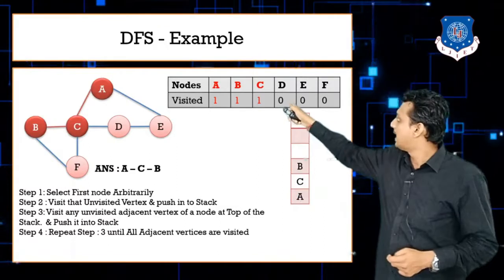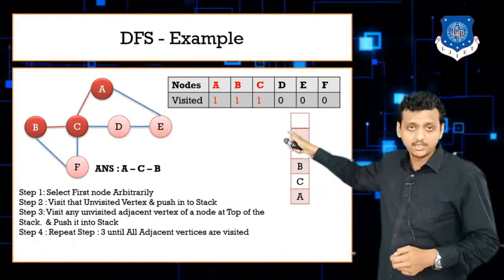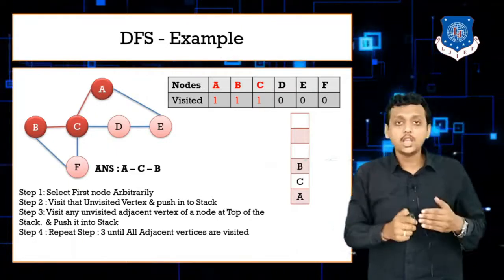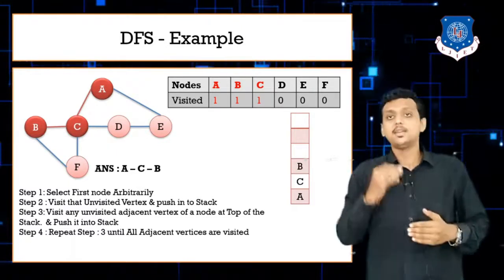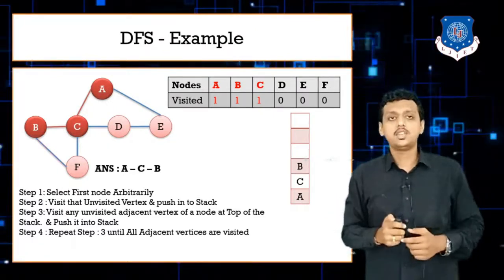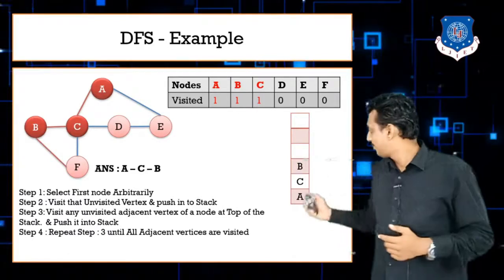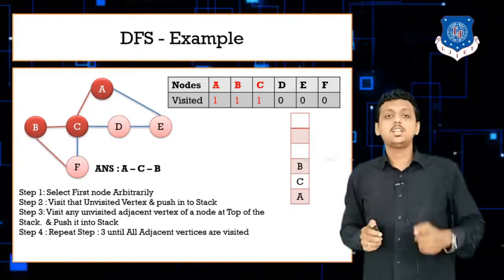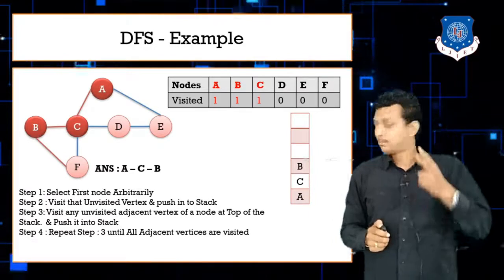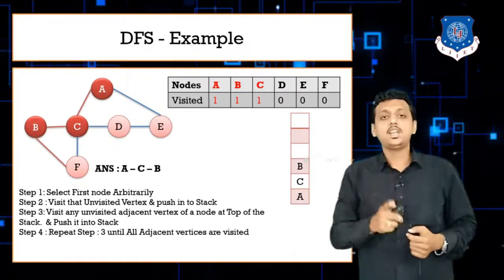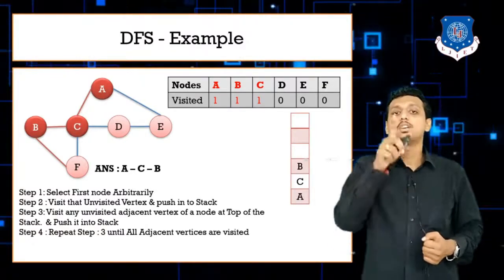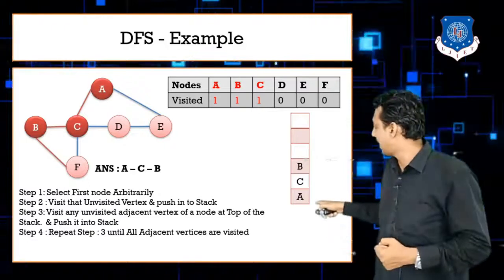So the visited value of B becomes 1 and B is inside my stack. What I did was visit B, push B inside the stack and make the visited array value 1. Now next we have F, because B contains 2 adjacent nodes, C and F, but out of C and F only F is unvisited. That's why I move towards F.